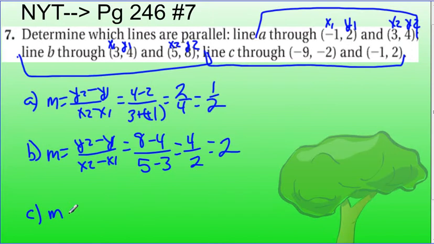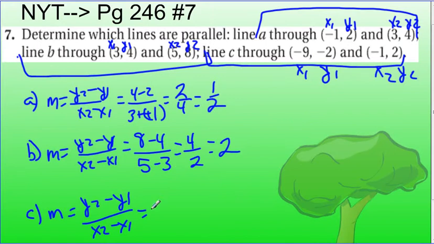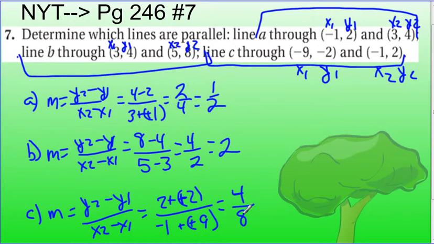Letter C. y2 minus y1 over x2 minus x1. Let's see, we've got x and y, x and y. So we have 2 minus negative 2 over negative 1 minus negative 9. 2 minus negative 2 is positive 4 because keep flip change, positive. Negative 1 plus a positive 9 gives us a positive 8. This simplifies to 1/2, which means A and C are parallel.